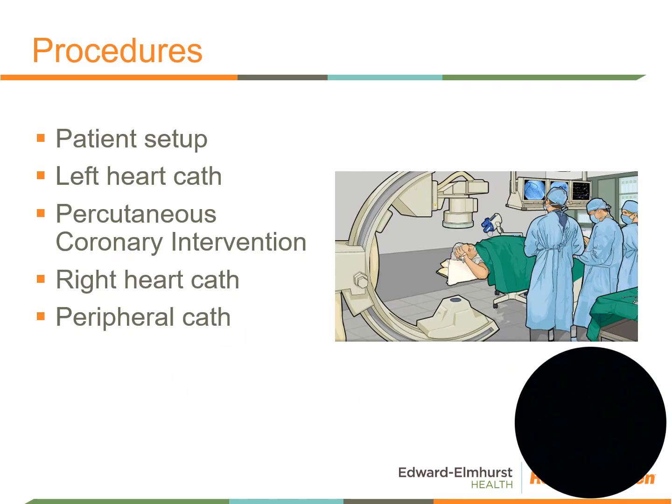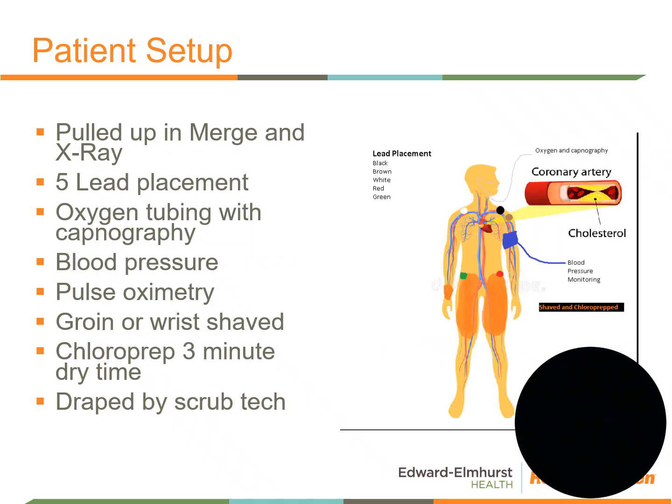So for our procedures, we've got our patient setup. We're going to talk about left heart caths, percutaneous coronary intervention, right heart caths, and peripheral caths. So when we get the patient pulled into the room, we're going to pull them up in merge and x-ray. We want our 5 lead placement, and you can see in the picture here where those leads are going to be. We use our oxygen tubing with capnography. We are not using that at this time, but potentially in the future we will be.